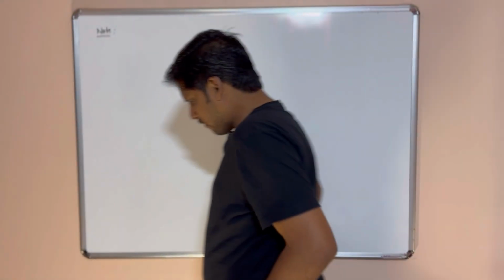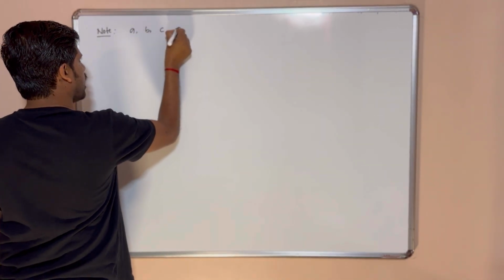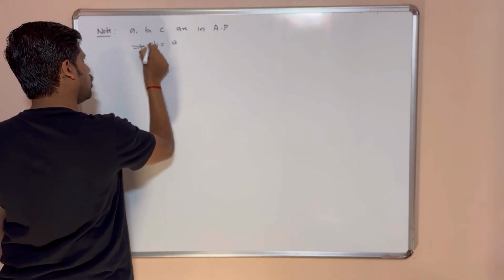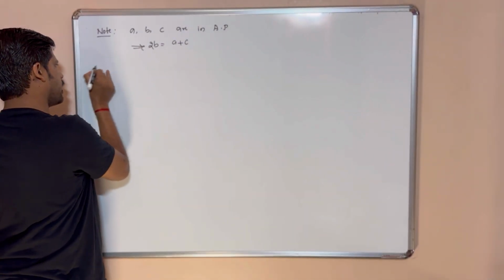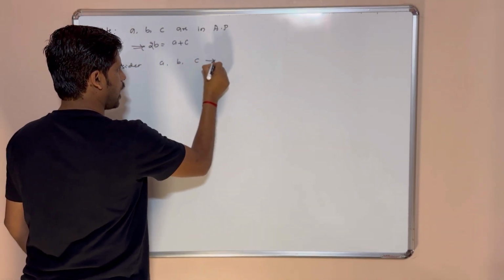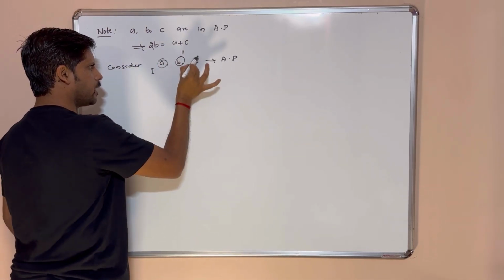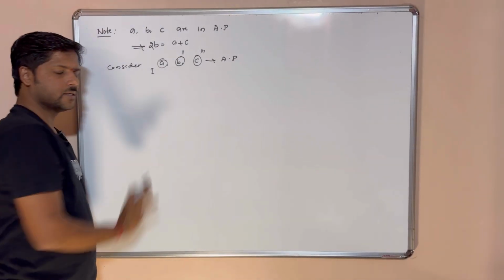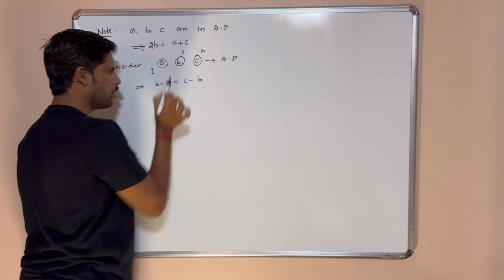So now it is the time for the third formula. Now suppose A, B, C are in AP. Then the formula is 2B is equal to A plus C. How? So consider here A, B, C are in AP. A is our first term, B is our second term, C is our third term. The common difference is same. That is B minus A is equal to C minus B.